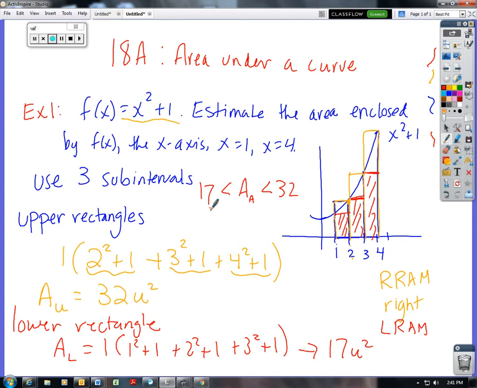What would give us a better estimate? More rectangles, right? Okay, so now what I would like you to do is try this on your own. Find the estimate using upper rectangles and lower rectangles for 6 subintervals and see what you get. And then I will also do it so you can check your work.